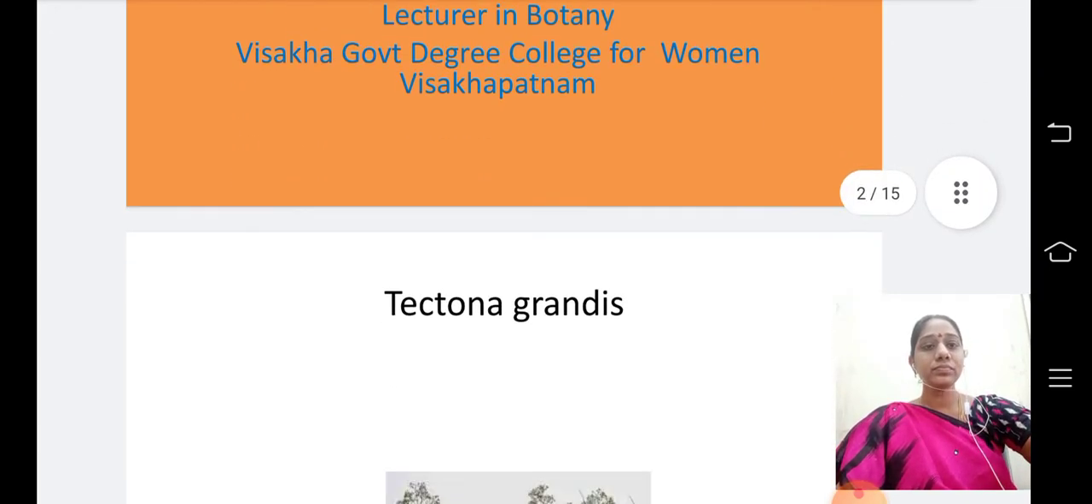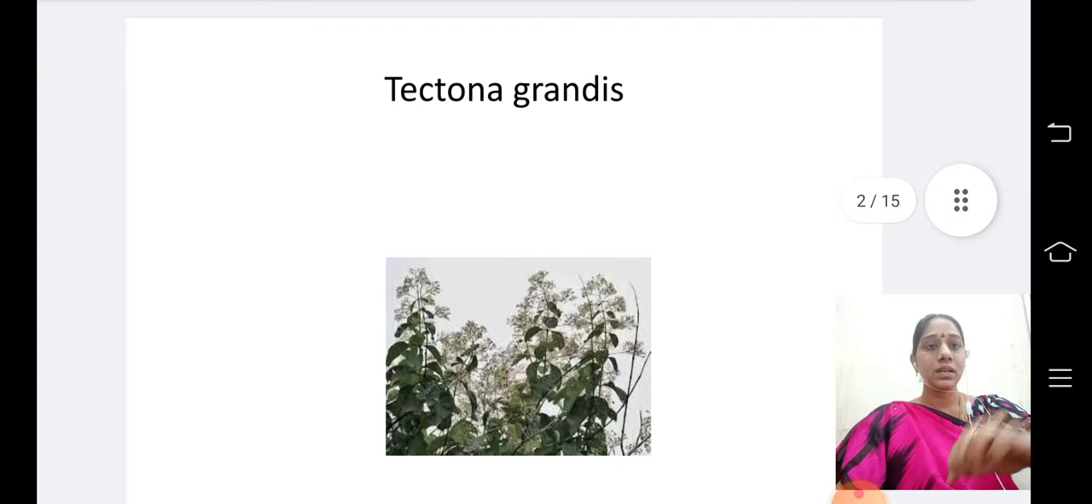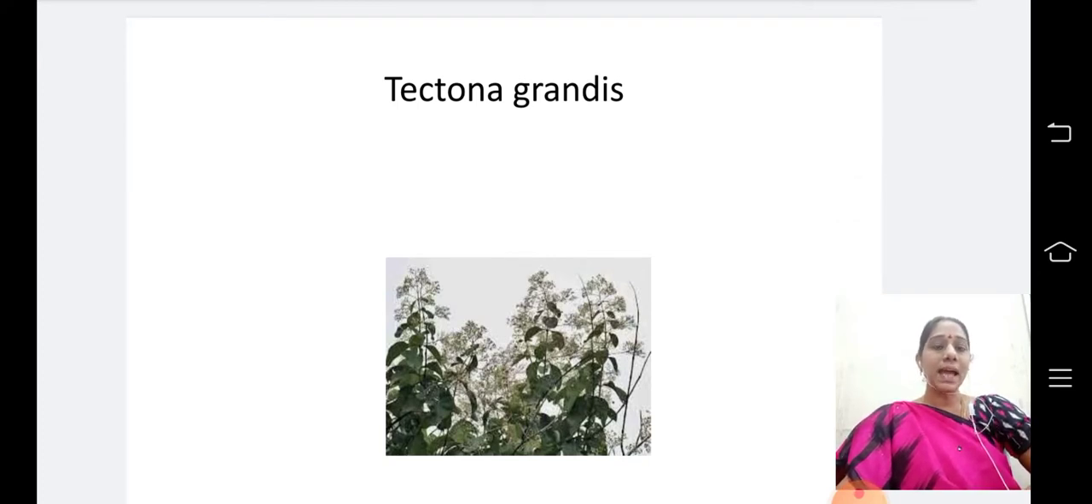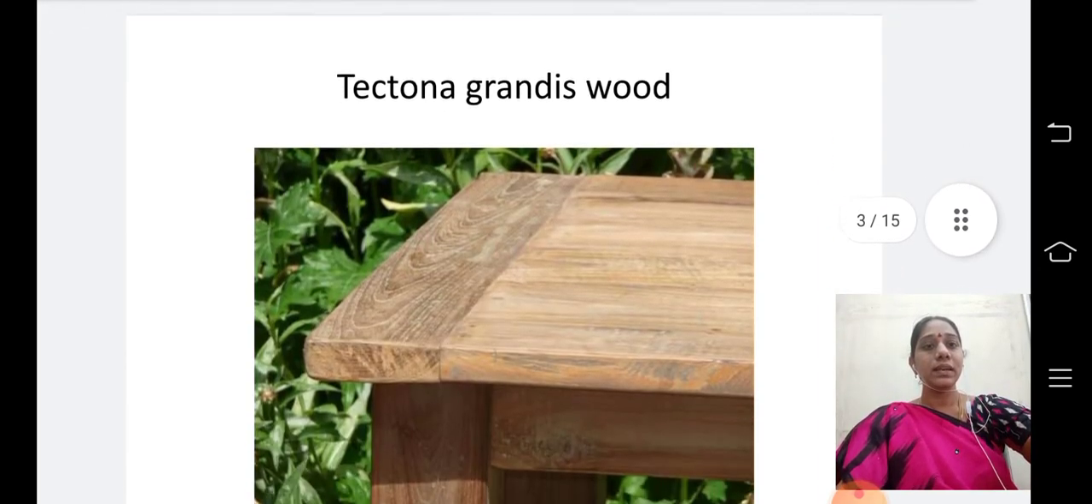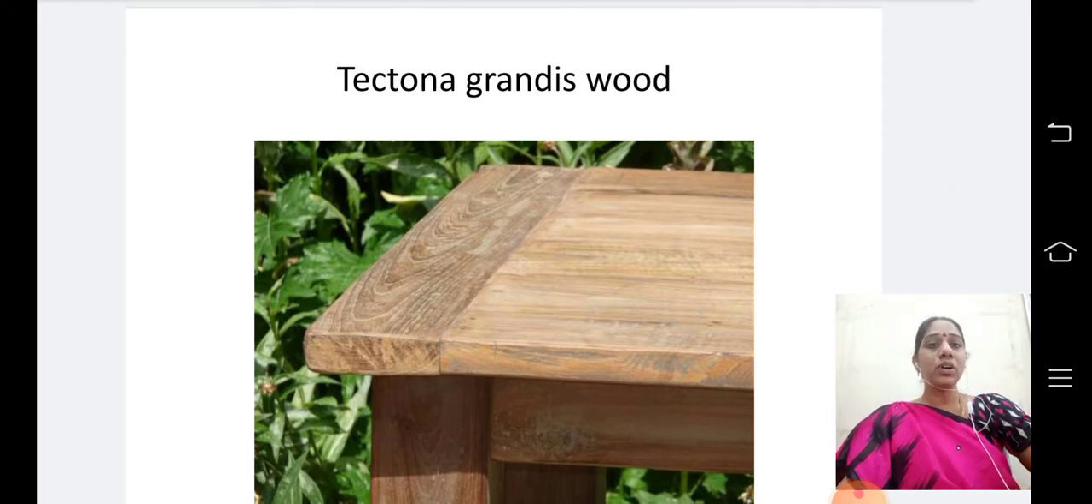First of all, Tectona grandis. So we call this plant as teak plant. It belongs to family Verbenaceae. We use the wood of Tectona grandis for different purposes like tables, furniture, constructions. In a different way we use this wood.